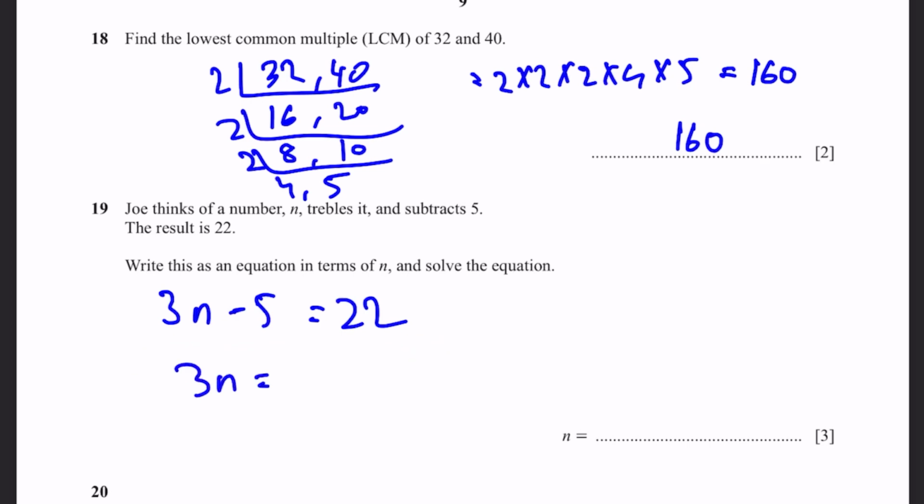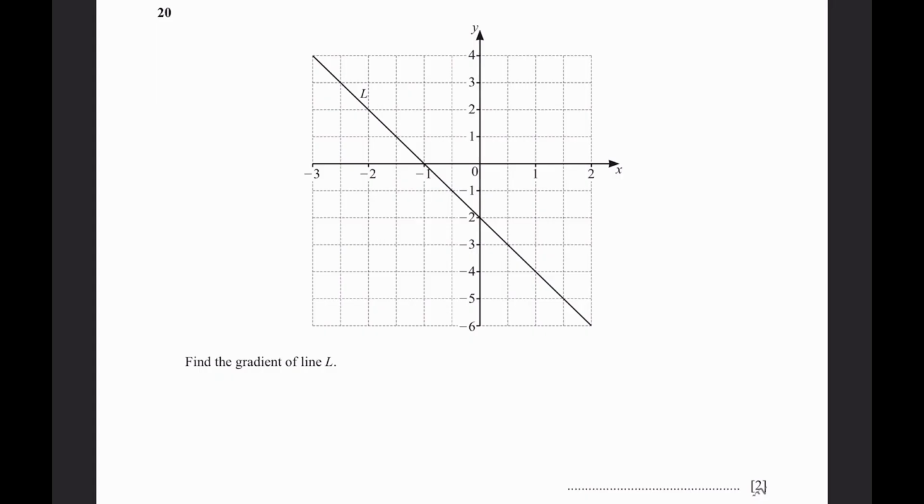That means 3n is equal to 22 plus 5, 27. n is equal to 27 by 3, which is equal to 9. That's the answer. Question 20.